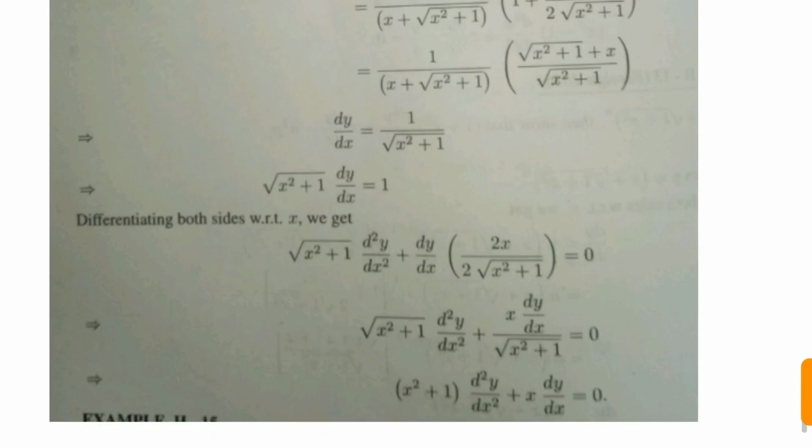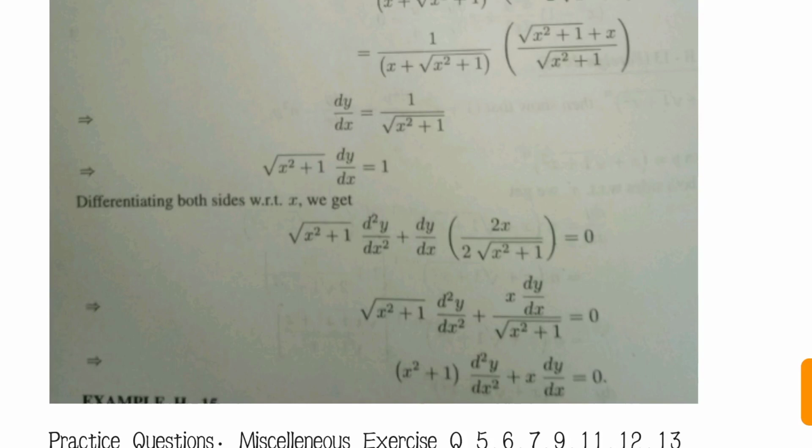So again differentiating it with respect to x, we get under root x square plus 1 into d upon dx of dy upon dx plus dy upon dx into d upon dx of under root x square plus 1 is equal to differentiation of 1, that is equal to 0. Now it is under root x square plus 1 d2y upon dx2 plus, now differentiation of that is 2x upon 2 under root x square plus 1.